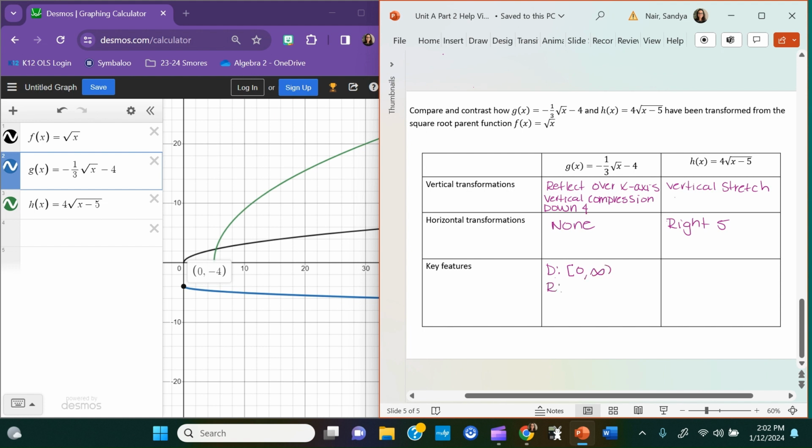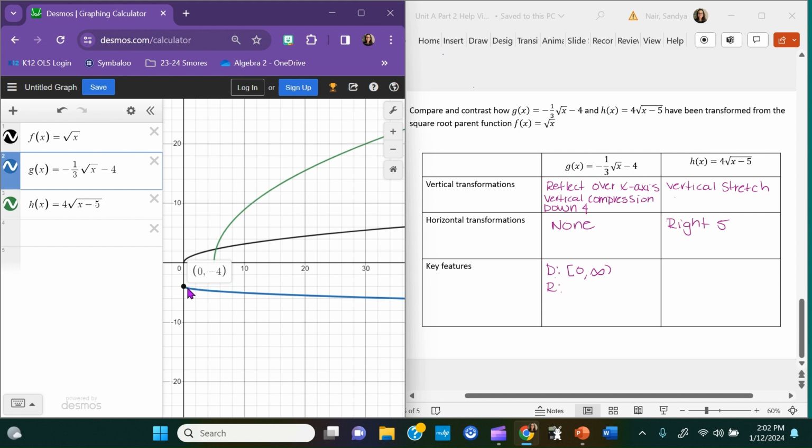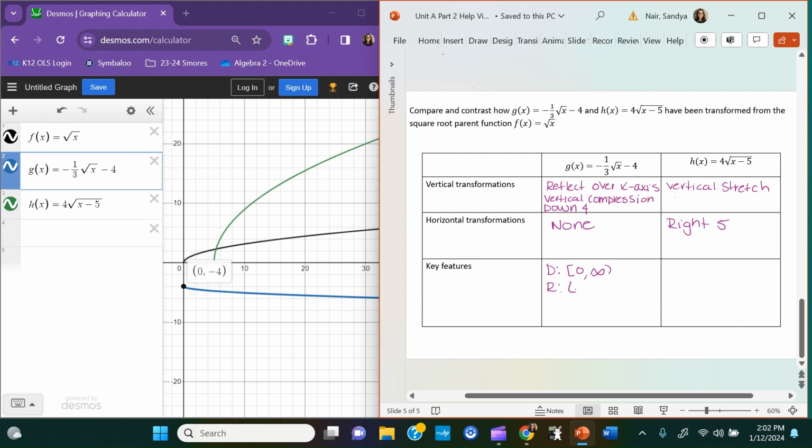The range, well, this is a different one because it's actually going down. So the range, remember, we go from lowest to highest. Since it's going down, the lowest point is going to be negative infinity. It's not even a point, it's more like an idea. It's heading down to infinity and then coming up from there. So the upper part of the range is actually going to be -4, because that's where the graph stops.